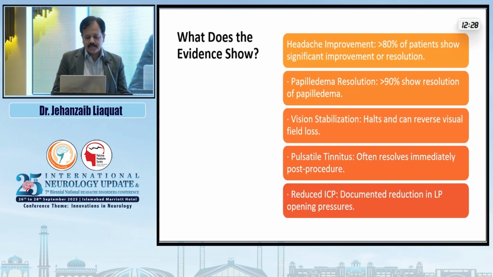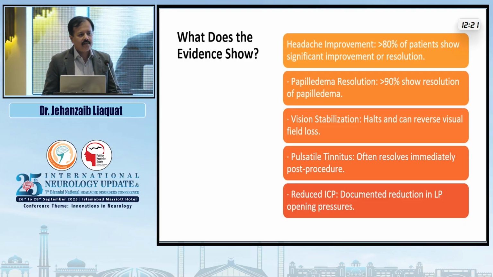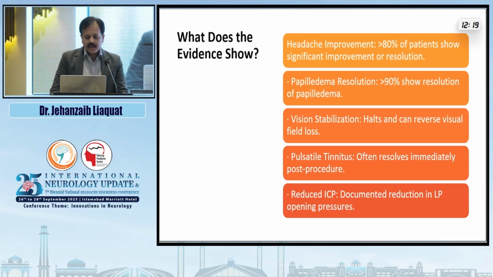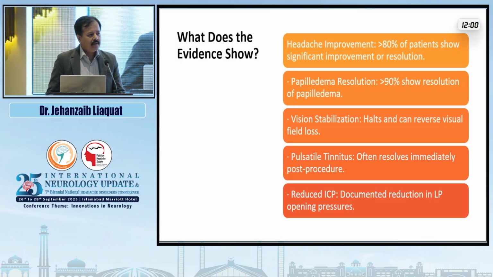intracranial hypertension. So what does the evidence show for venous sinus stenting as compared to CSF flow diversion procedures? In 80% of the patients, there is improvement or resolution of headaches. And interestingly, in 90% of the patients, there is resolution of papilledema and stabilization or improvement of vision over time. Pulsatile tinnitus improves immediately post-procedure. We have seen that the moment we deploy the stent, the patient immediately tells us that the tinnitus is no more audible.